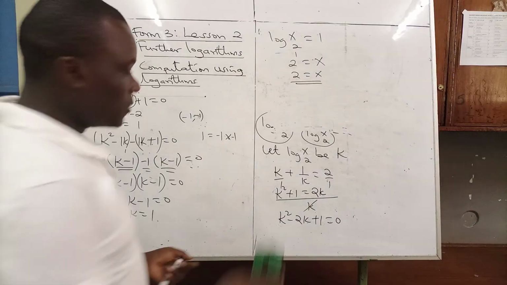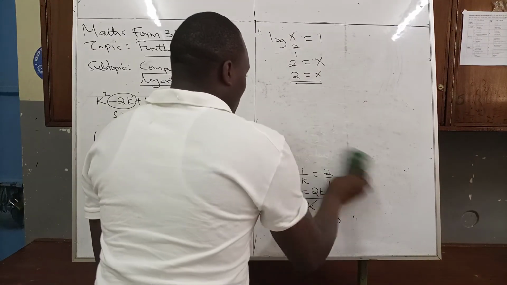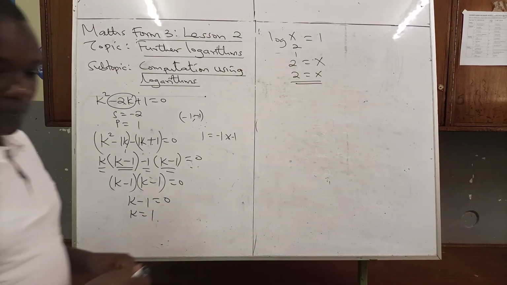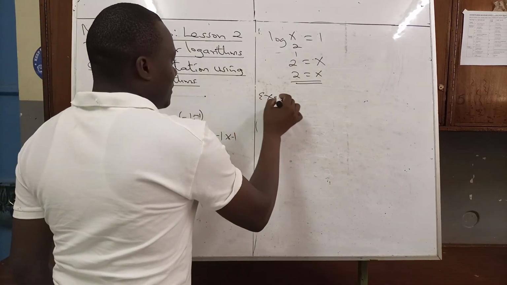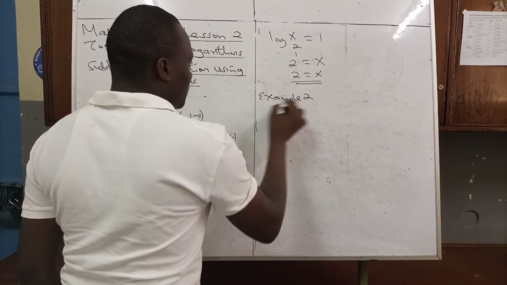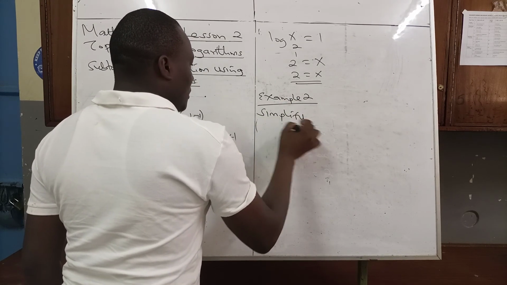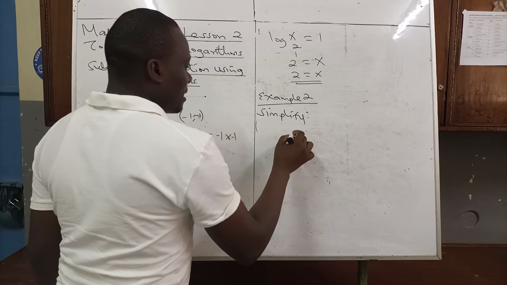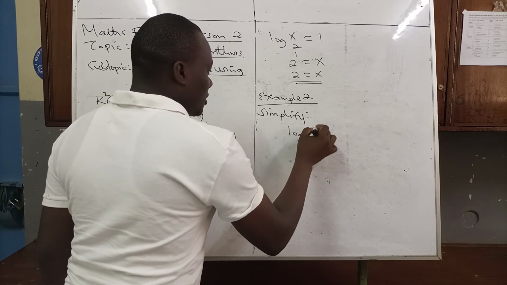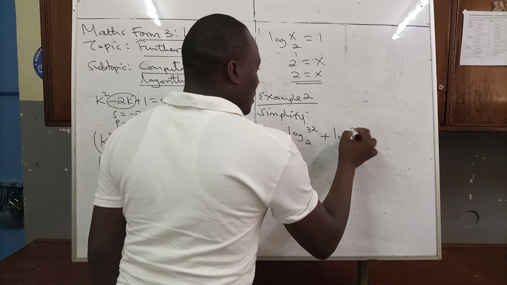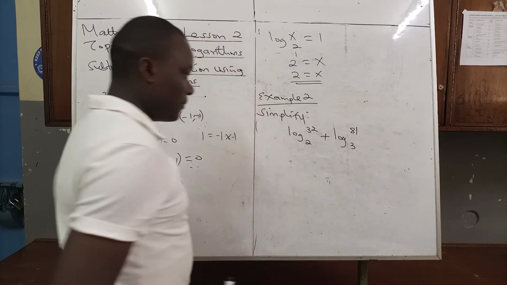I want to proceed and give you another example too. Let's think of another example too. Simplify. Then you have been given log 32 into base 2. You are adding log 81 into base 3.